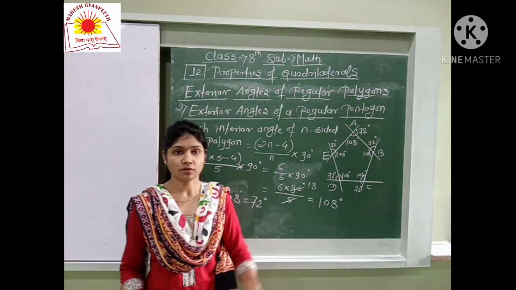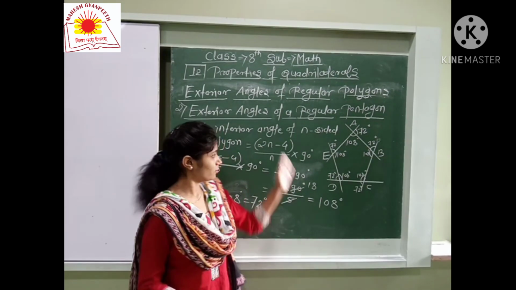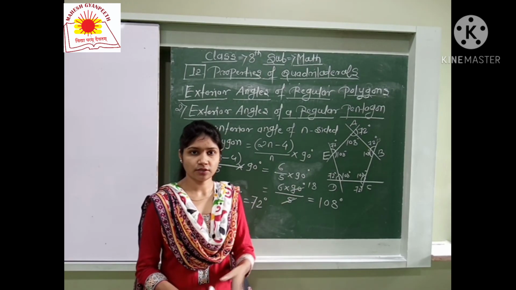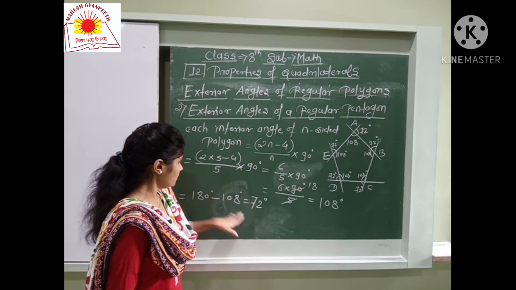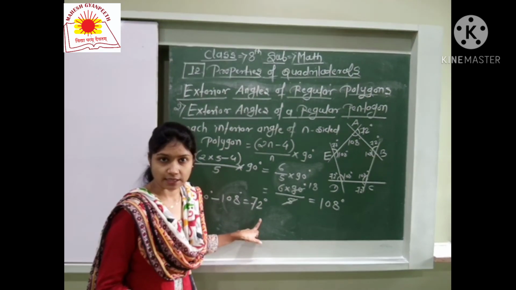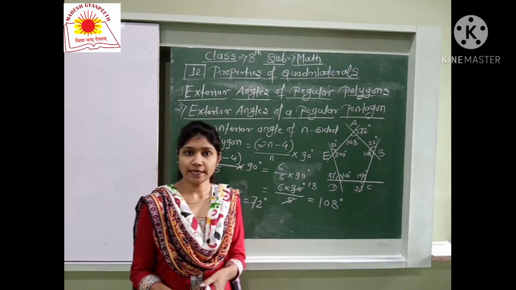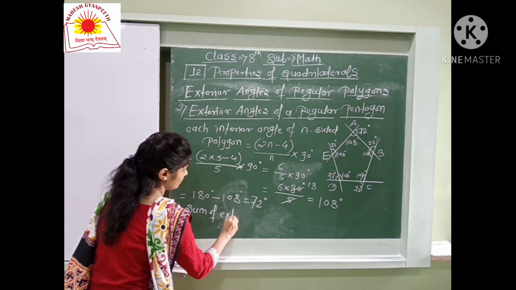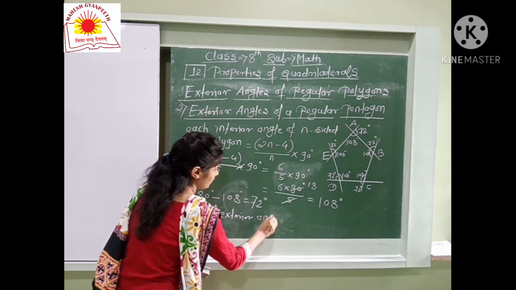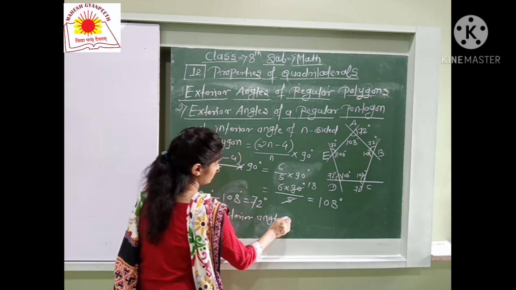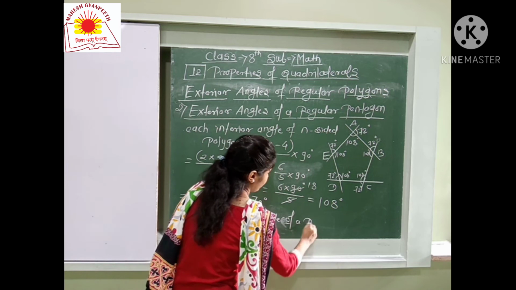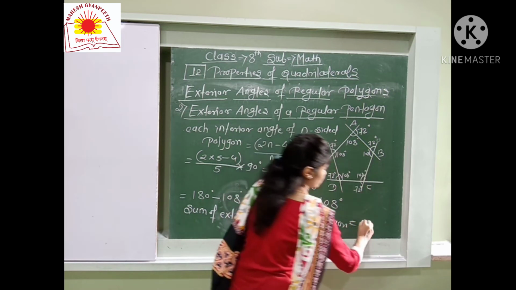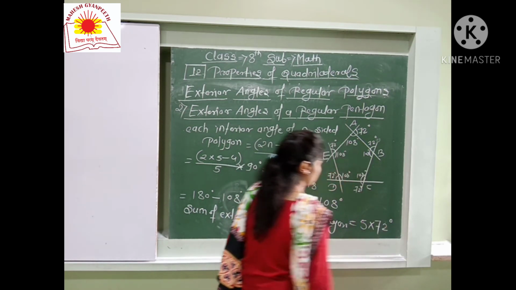Okay, you have to see in your textbook, the detailed concept is given, exterior angle of a pentagon. By using this textbook, you have to note down all these concepts in your notebook. Okay, and 180 minus 108 is equal to 72 degree. Now each exterior angle of a pentagon is 72 degree. So, what is the sum of the exterior angles of a pentagon? How many sides? 5. So 5 multiplied by 72 degree.